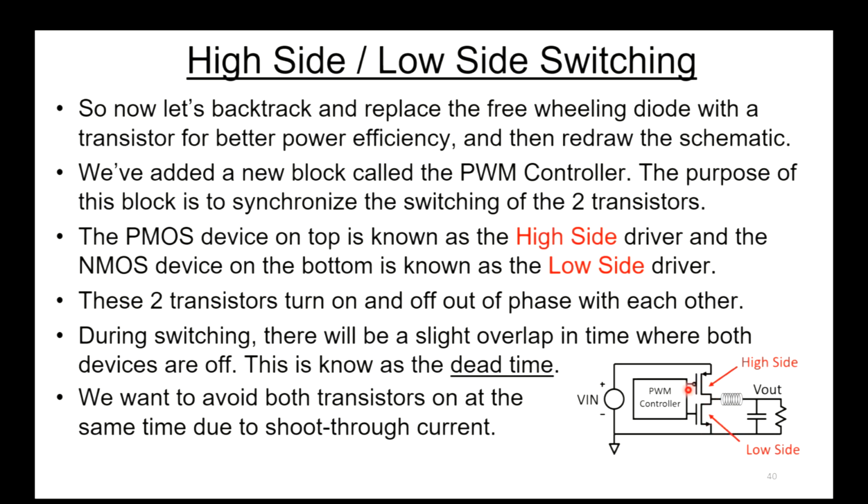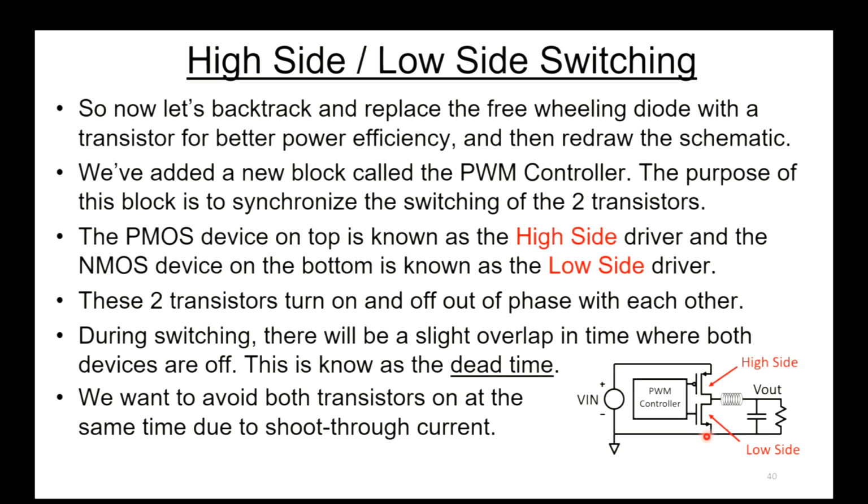The PMOS device on top here, we're calling the high side driver, and the NMOS device on bottom here, the low side driver. These two transistors turn on and off out of phase with each other. During switching, there's going to be a slight overlap in time where both transistors are off, and this is known as dead time. We want to avoid both transistors on at the same time, because that could cause shoot-through current. If these both came on at the same time, you could have shoot-through current from Vin straight to ground, and that would not be good. You might blow something out, or at least your power efficiency wouldn't be very good.